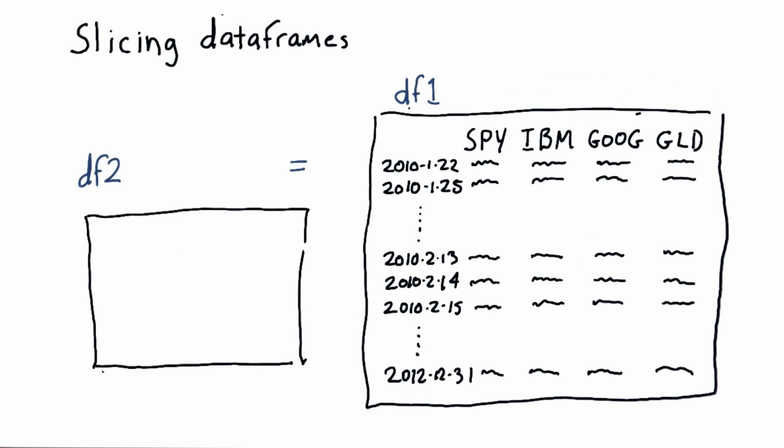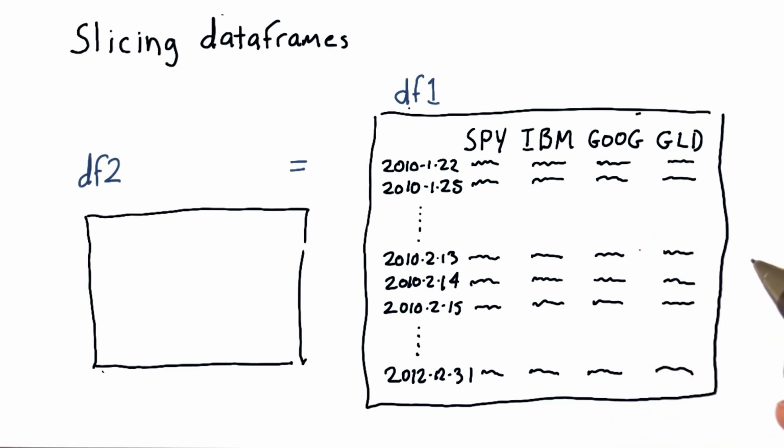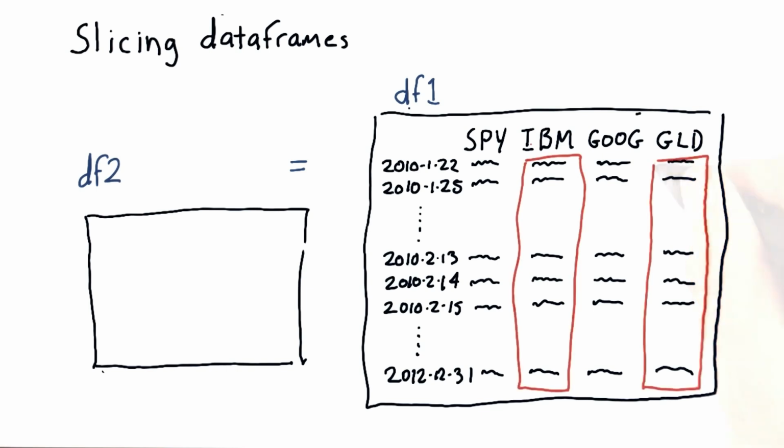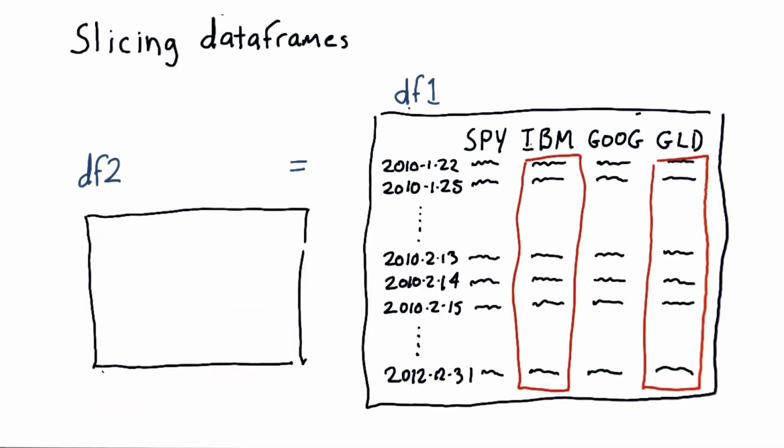Now there's lots of different ways you can slice the data. You don't have to take a group of pieces of data that are right next to each other. You can grab any different columns you want and any different rows you want. So you might build a new data frame by taking GLD and IBM, and it'll just take those two columns and put them into df2. So that's slicing. This is just a brief introduction. We're going to go into some deeper examples when we get to the lesson on NumPy.